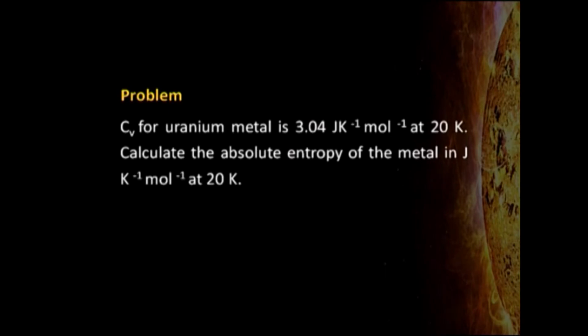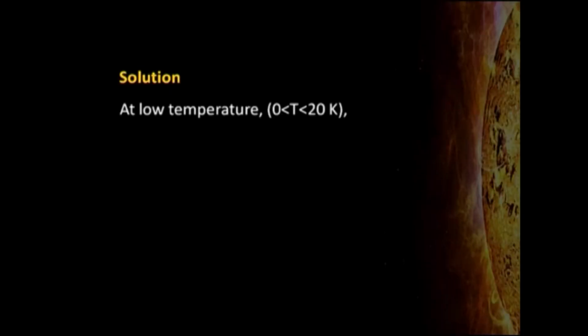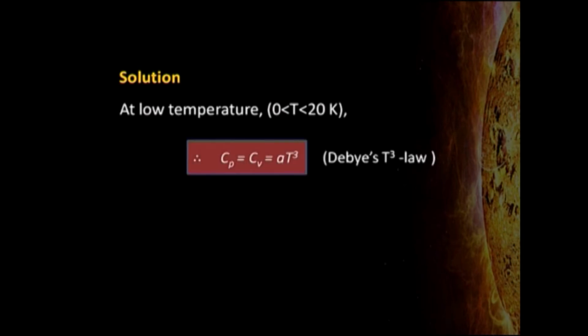Here is the first problem. Cv for uranium metal is 3.04 joules per Kelvin per mole at 20 Kelvin. Calculate the absolute entropy of the metal in joules per Kelvin per mole at 20 Kelvin. We know that by Debye's T cube law, at low temperature between 0 to 20 Kelvin, Cp is equal to Cv and it is equal to A T cube.